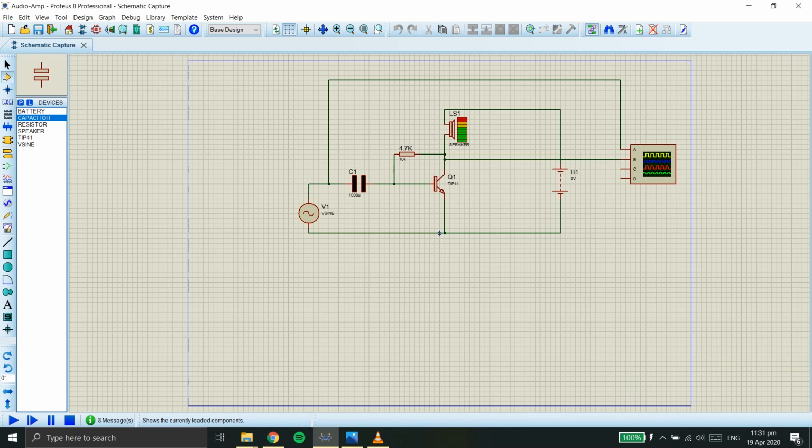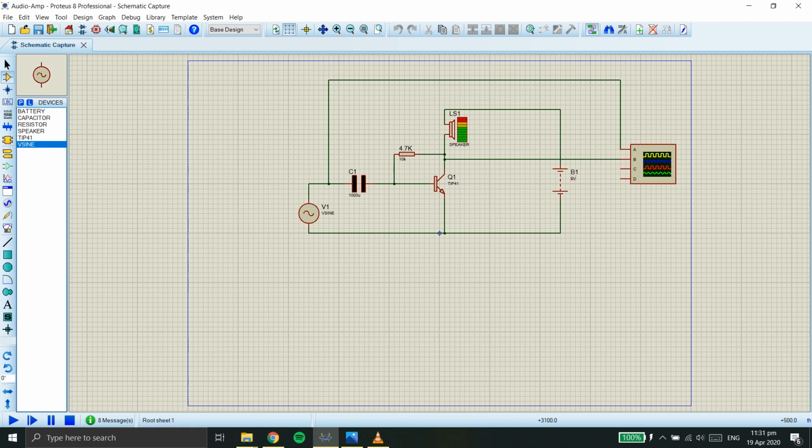The following components placed in the circuit diagram are of course the 9 volts battery, labeled as B1, a capacitor with 1000 microfarad, labeled as C1, one resistor connected after the capacitor and before the power transistor, which has 10 kiloohms, one speaker labeled as LS1, the TIP41 or the power bipolar transistor labeled as Q1, and the voltage source in sine wave located at the lower left of the diagram labeled as V1.